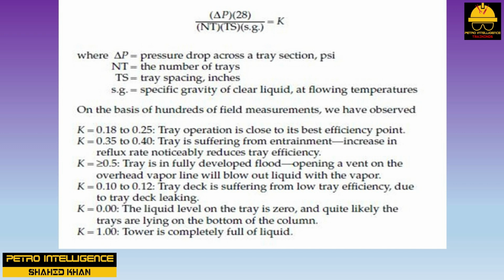If K equals 0.00, the liquid level on the tray is 0, and quite likely the trays are lying on the bottom of the column. And if K equals 1.00, the tower is completely full of liquid.